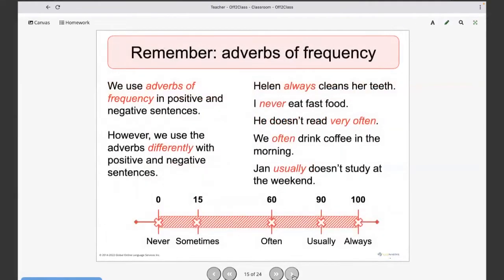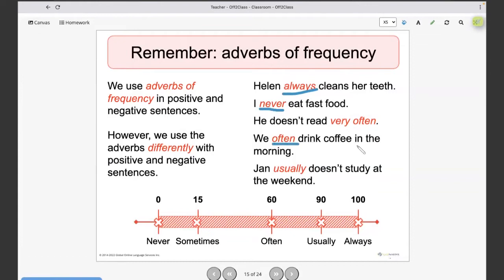Now remember the adverbs of frequency when we use them in routines. We always put the adverb of frequency before the main verb. So I say Helen always cleans her teeth, not Helen cleans always her teeth. We put the adverb of frequency before the verb in positive sentences, not negative sentences or questions. Like here also: I never eat fast food.